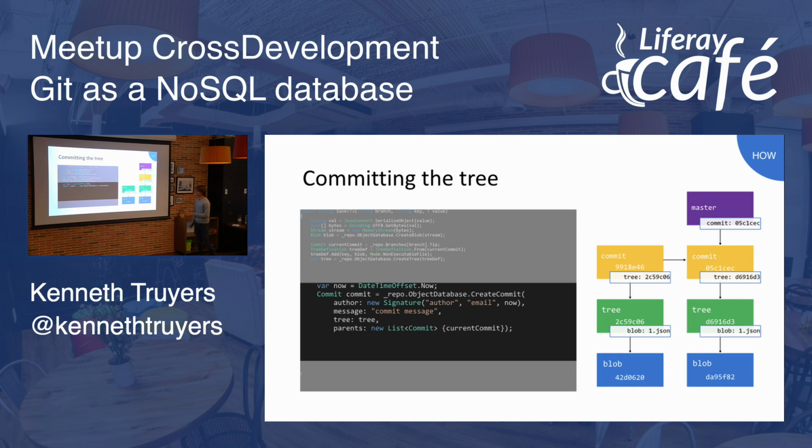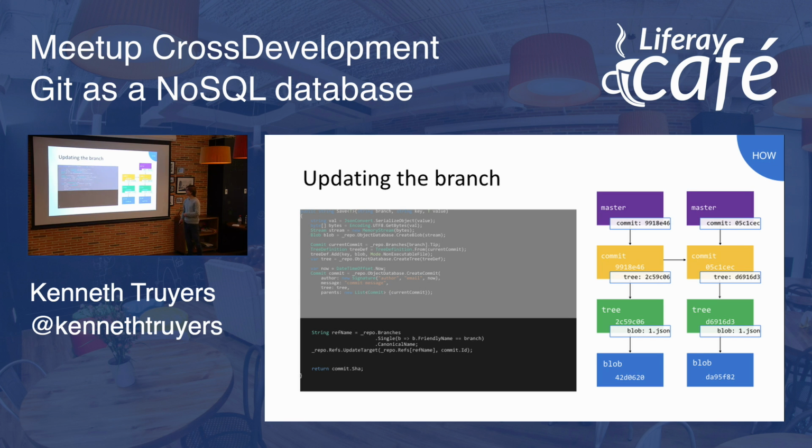Next part is obviously committing. So again, in the object database, I'm going to create a commit, where I pass in the author and a message, a reference to the tree, and also a reference to the previous commit. And you'll see that it's a list of commits because one commit can actually have multiple parents in case you do merges or things like that. So then the commit is written to the object database, and the last part is updating the branch. So I get a reference to that branch name, and I just update it, and then the branch moves along.